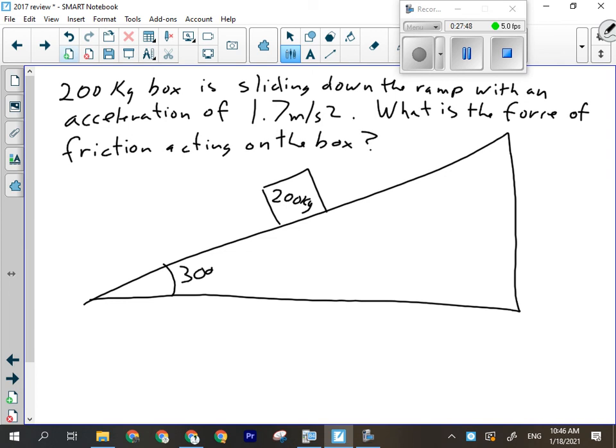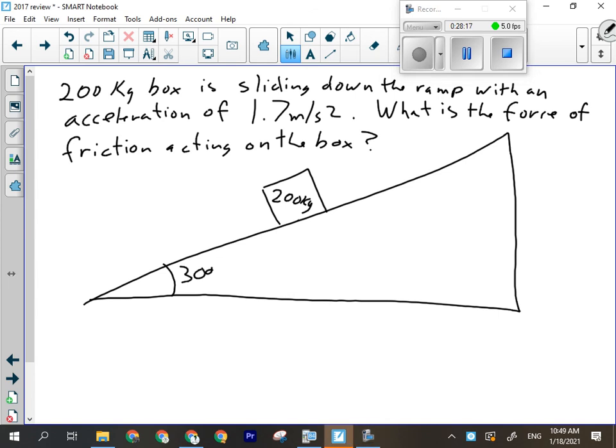The box is sliding down the ramp at 1.7 meters per second squared, so it's accelerating down the ramp. It would accelerate faster than that if there was no friction. So there is friction, and I'm asking you to calculate what the force of friction is. I'm going to give you a few minutes, and then I'll put the forces on there, and then give you a few more minutes to try and solve it.